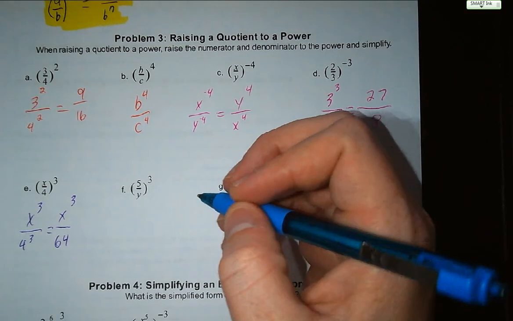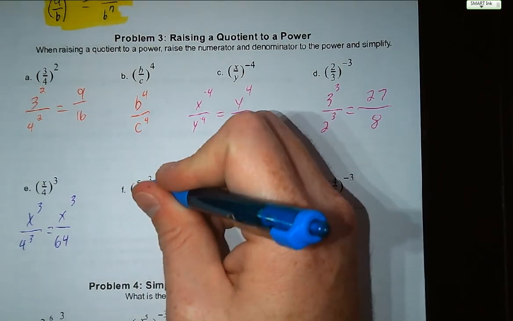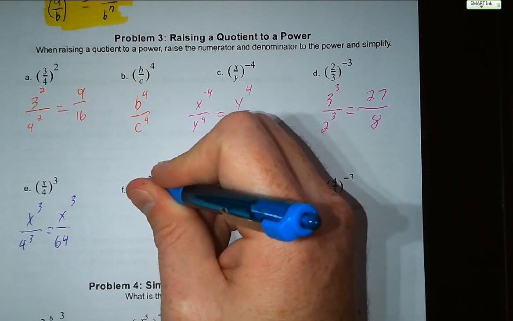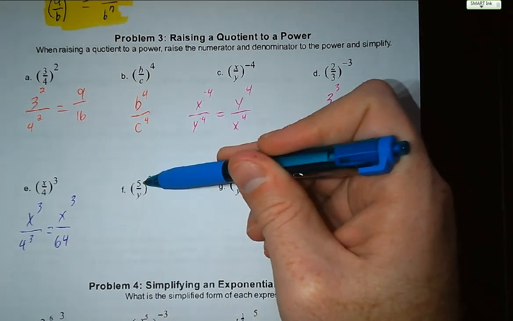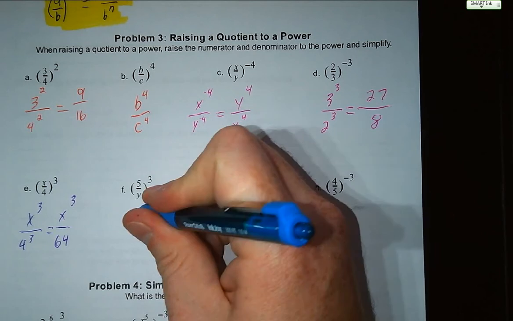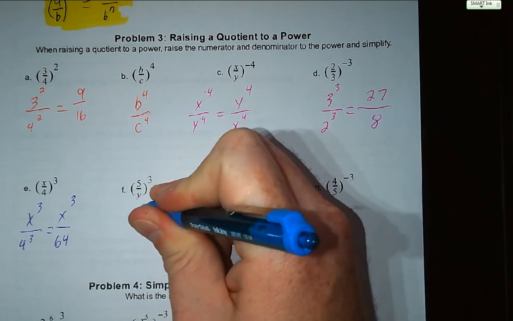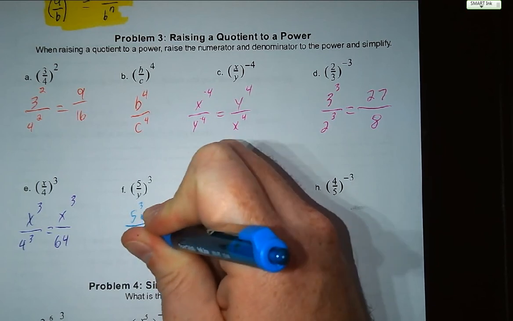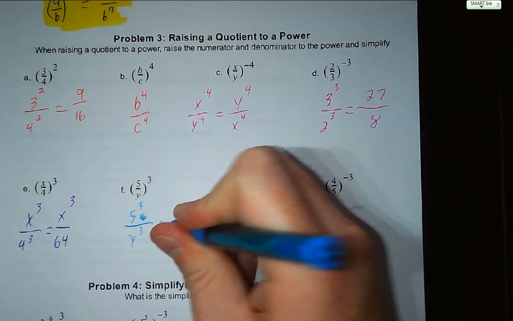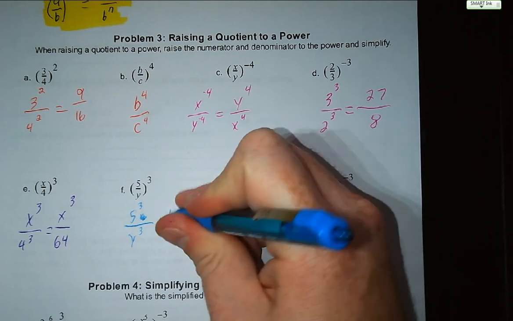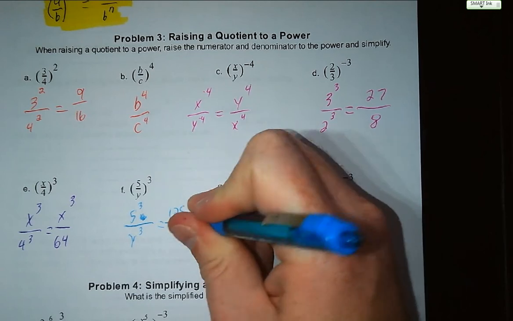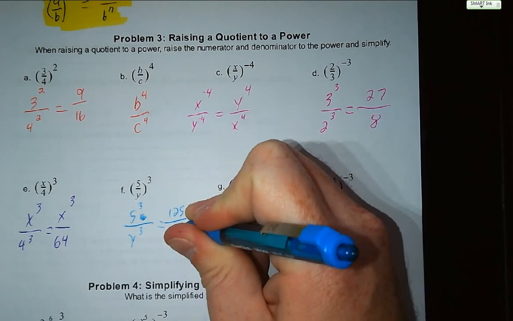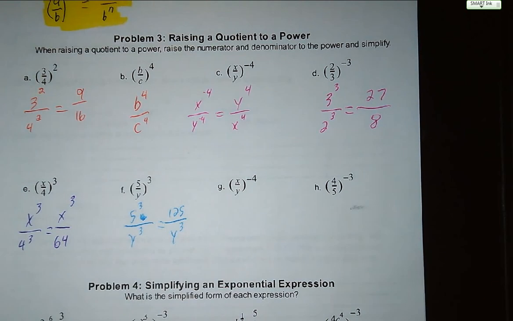5 over y to the third power, so we're going to apply that exponent to both the numerator and the denominator. So we're going to have 5 to the third power over y to the third power. 5 to the third power is just going to be 125 over y cubed. Okay.